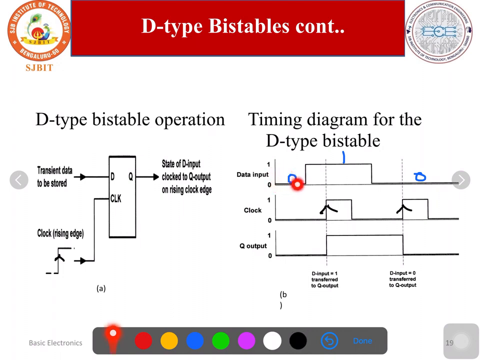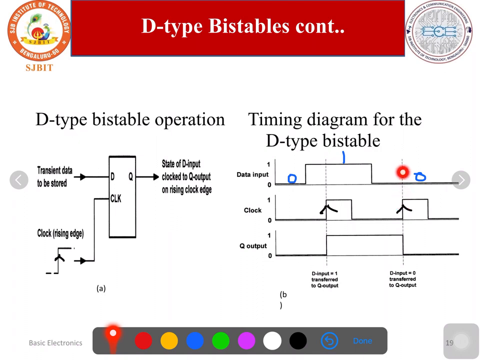Even though the input changes from 0 to 1 here, you can see the output does not change, because the clock rising edge has not appeared at this instant. Only when the clock changes from 0 to 1, only when there is a rising edge, the output changes. Otherwise, the output will not change. Earlier it was 0, so it maintains the same state. But here we have applied the clock rising edge. At this instant it checks the input; the data input is 1, so the output changes to 1 and retains the same state till the next rising edge of the clock pulse.